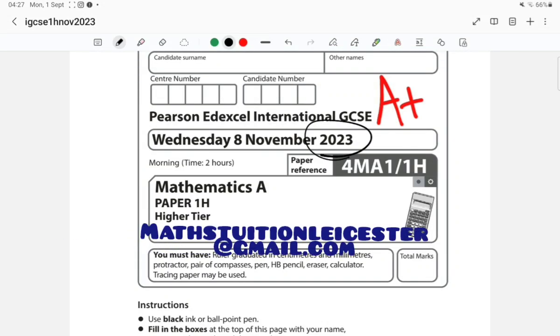If you're stressed about IGCSE maths, don't worry. This full past paper walkthrough will show you exactly how to answer every question with confidence. Today we are going through IGCSE 2023 Maths Paper 1H step by step.